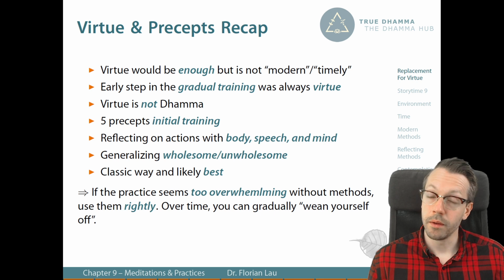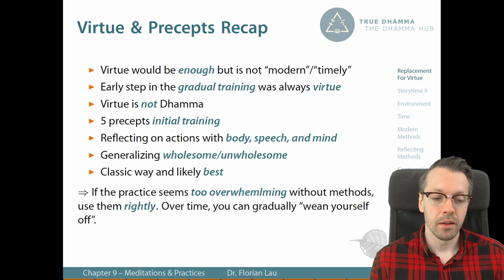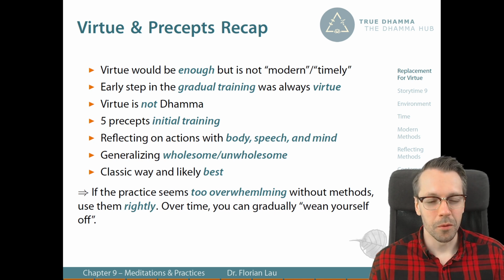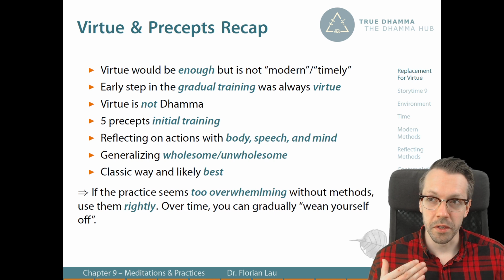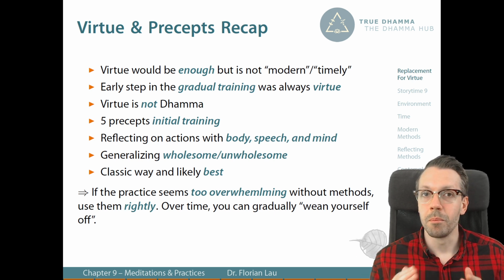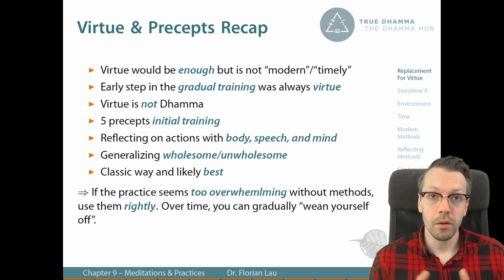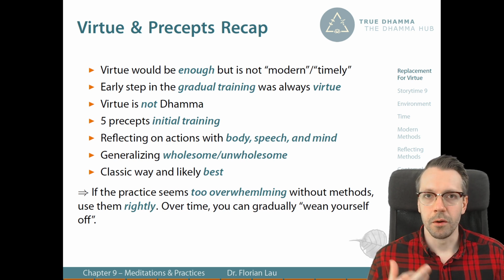And now we can actually cultivate virtue in different ways. That does not mean that it's better or worse than before, but at least it's only temporary. We don't do it all the time anymore. Nowadays, we just do it some parts of the time. But overall, one of the very early steps in the gradual training was always virtue, and virtue is not Dhamma. So in the beginning, you take the 5 precepts as your initial training and stop acting out of the most gross kinds of impulses in body, speech, and mind.